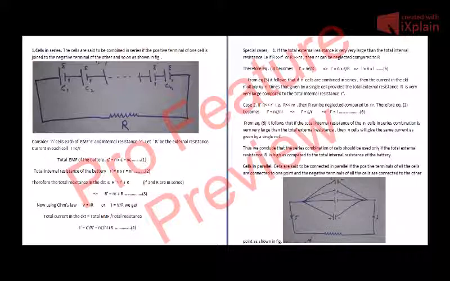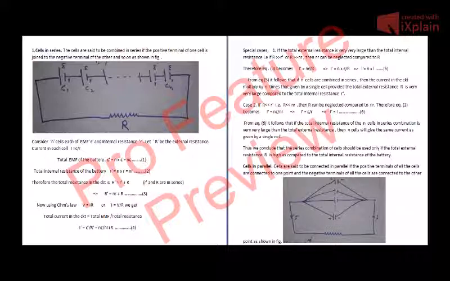Consider n cells, each of EMF E, they have equal EMF. As we bring cells from the market, all of them have an equal EMF of 1.5 volts. So let these cells have an EMF of E and each cell has an internal resistance r. Now let R be the external resistance. Current in each cell is given by Ohm's law, I is equal to E upon R.